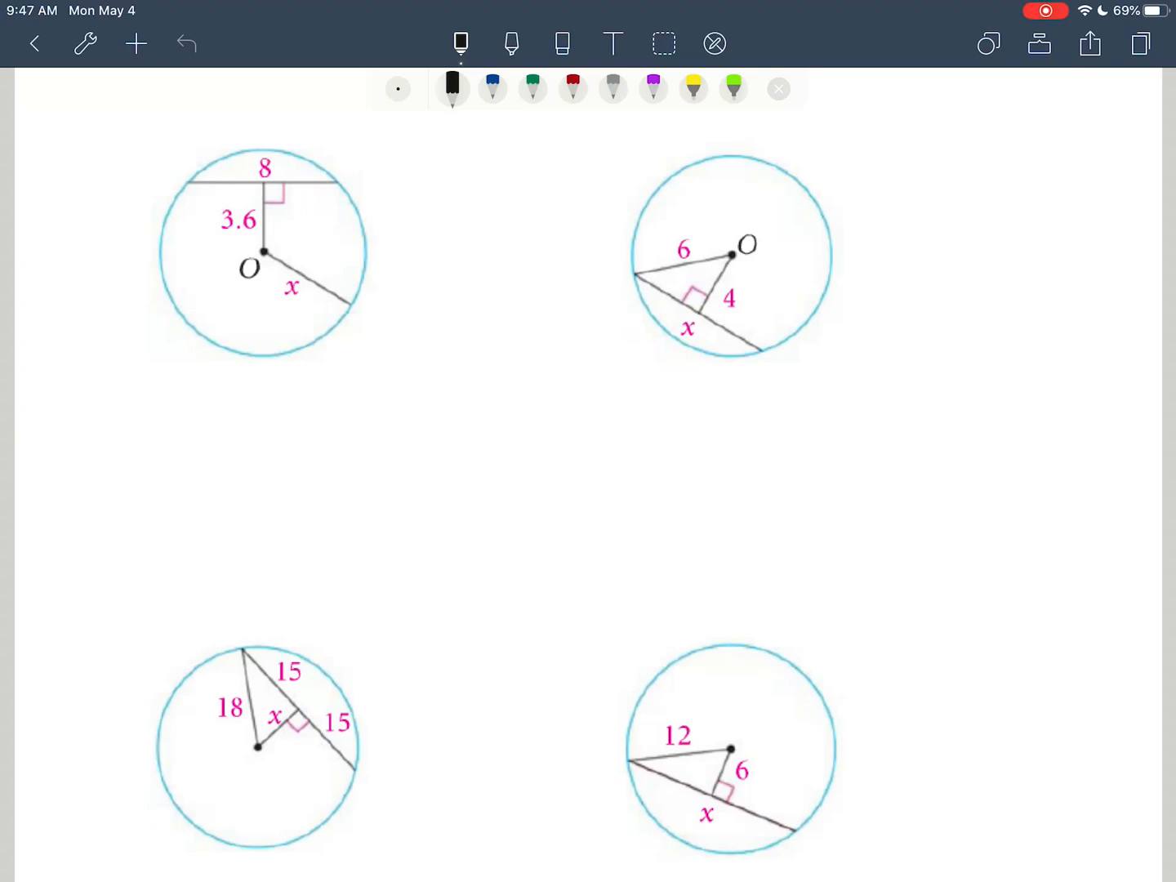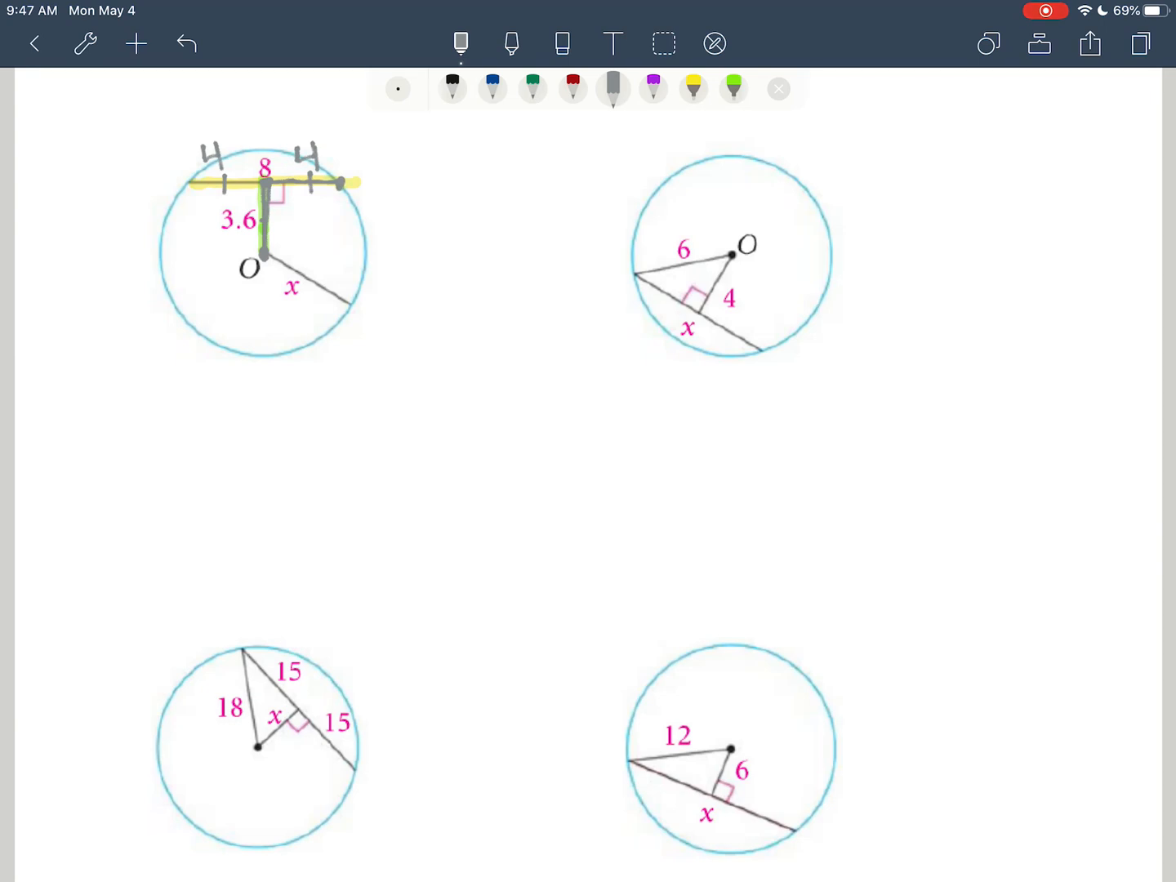Okay, we have a chord, and we have a perpendicular to that chord, which is going to bisect that chord. So that's going to give us 4 and 4. We also have our distance of 3.6, which is just a distance from the center to the chord. So that's a leg of a right triangle.